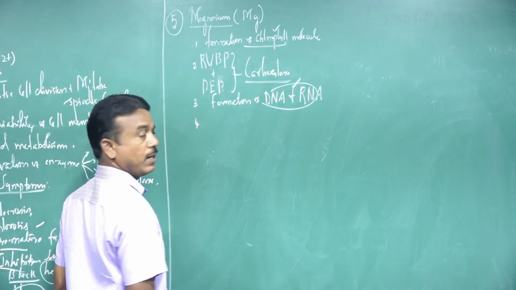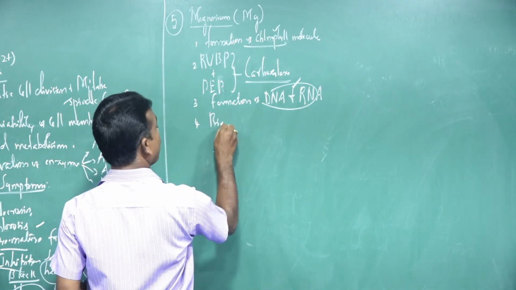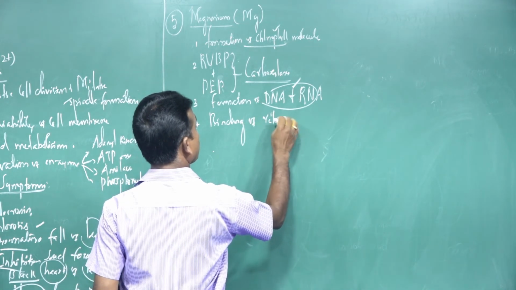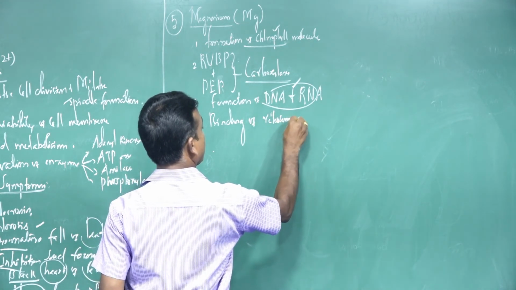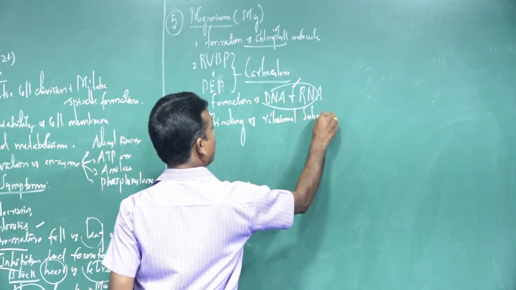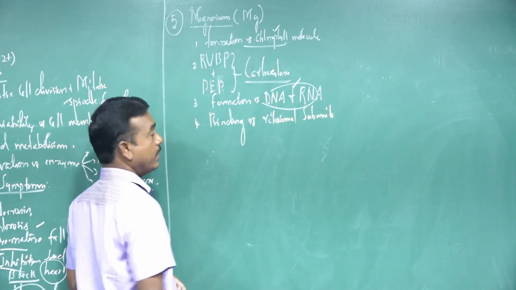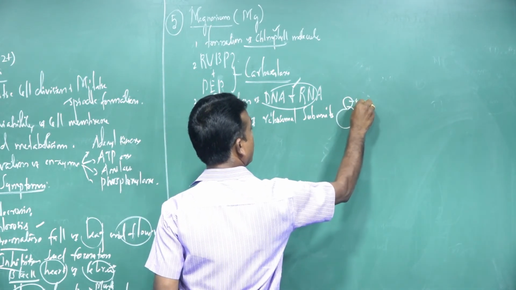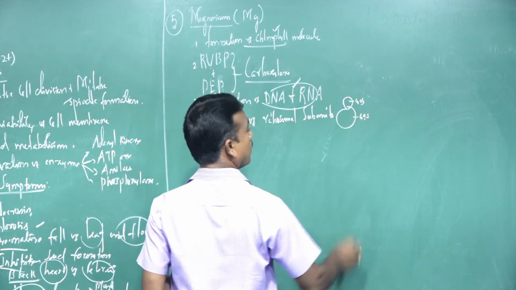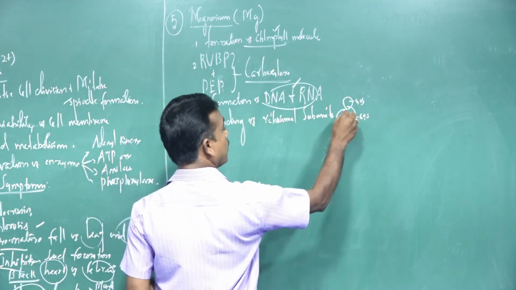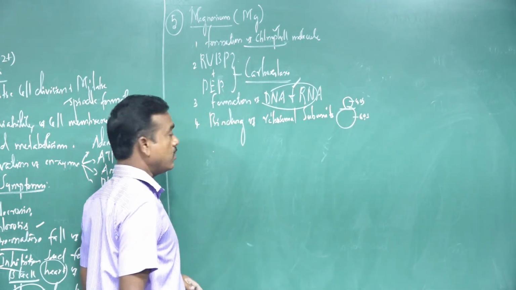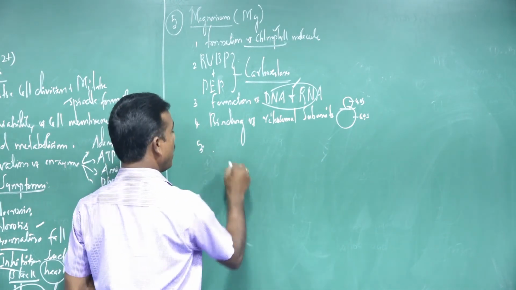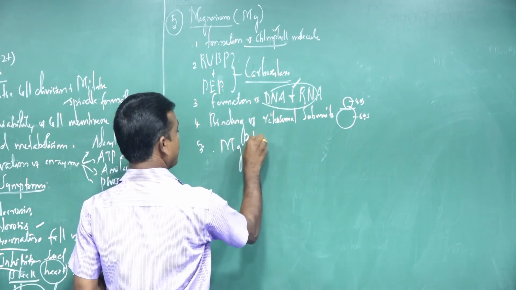The fourth one is the binding of ribosomal subunits. You know that the ribosome has two subunits, 40S and 60S, and magnesium is responsible for binding these two subunits. In plants, magnesium is taken up in the form of Mg2+.